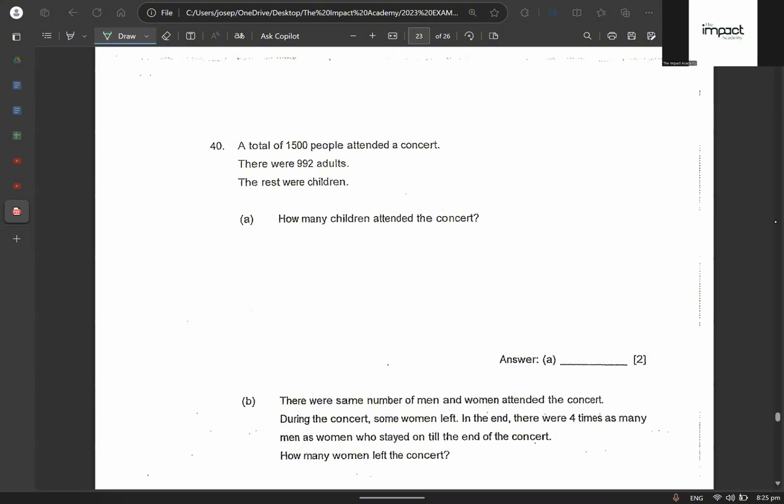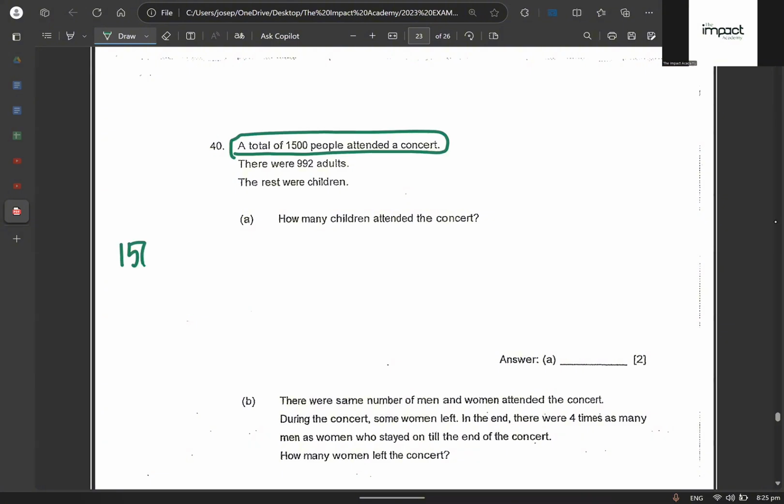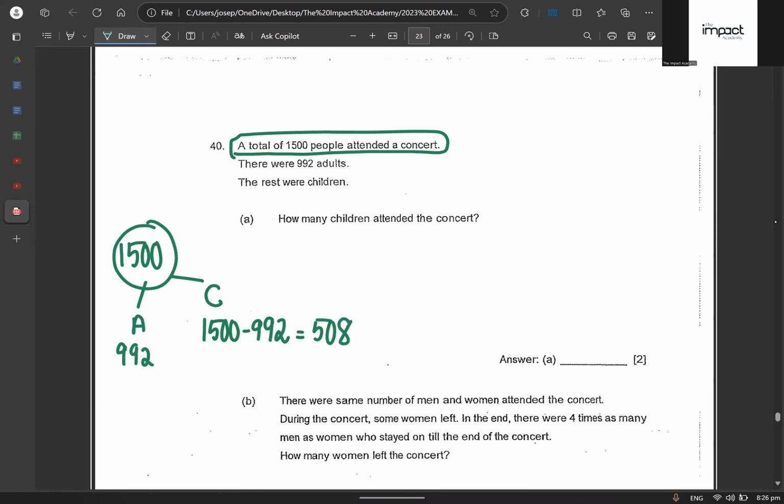Now, a total of 1,500 people attended a concert. Okay, so 1,500 people in total, right? How many adults? 992. The rest were children. Children is 1500 minus 992. Very good, which is 508. So this one you all understand is 508. All of you got it correct.